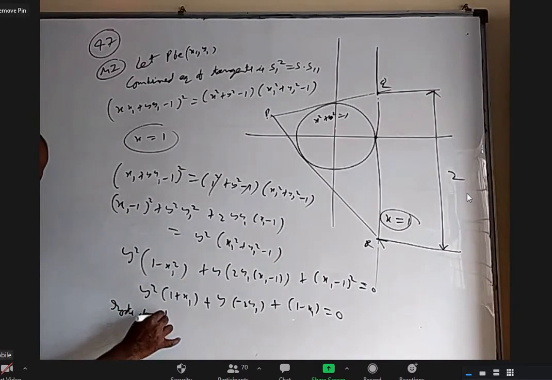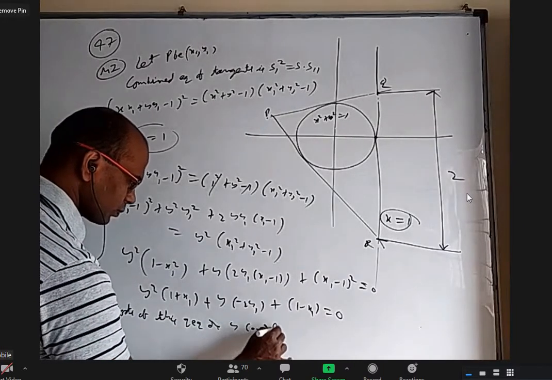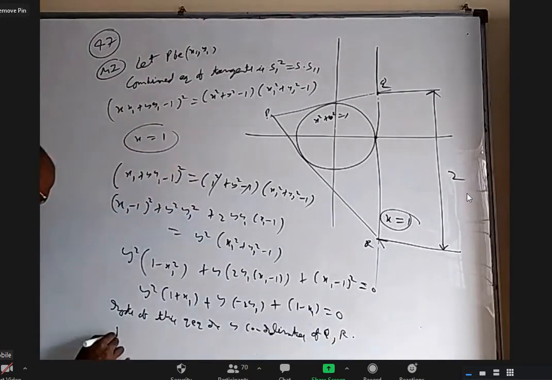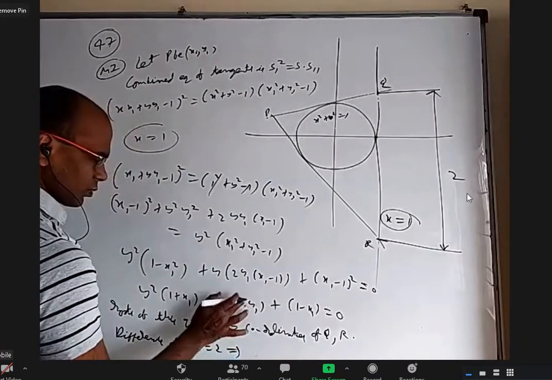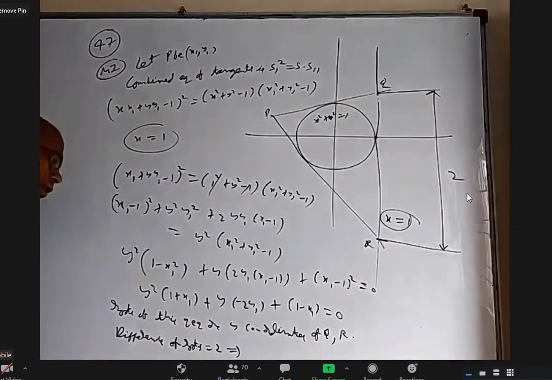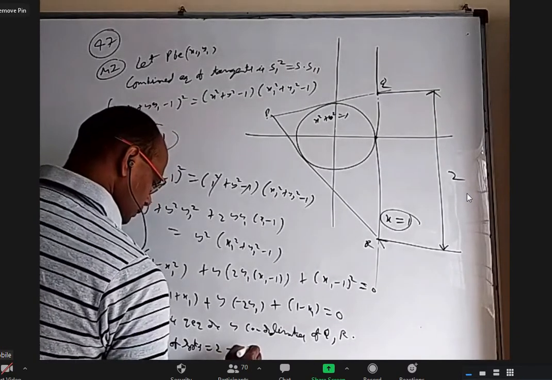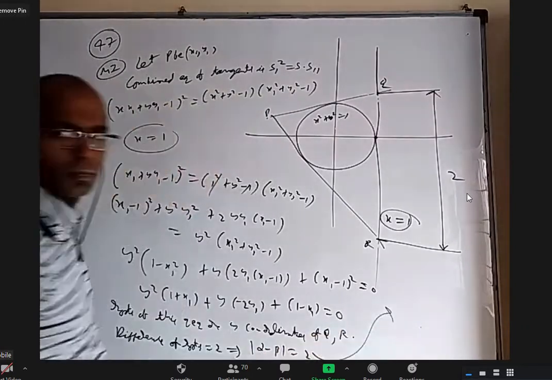Roots of this quadratic equation are the y coordinates of Q and R. The difference of the roots is equal to 2. Okay, what is the difference of the roots? Mod alpha minus beta, I can write as alpha plus beta whole square minus 4 alpha beta. Mod alpha minus beta is equal to 2.